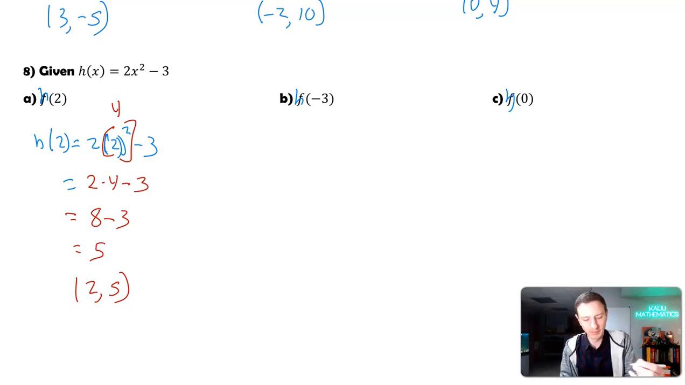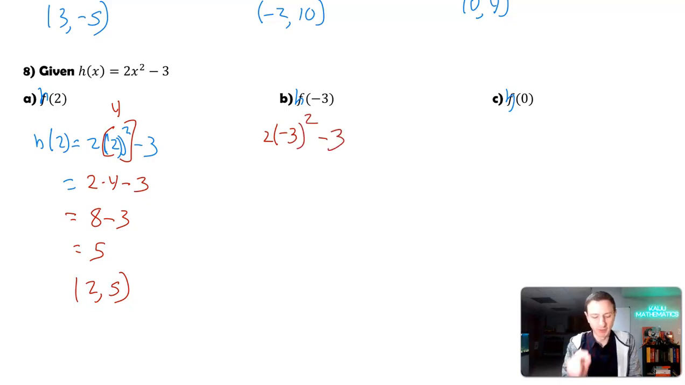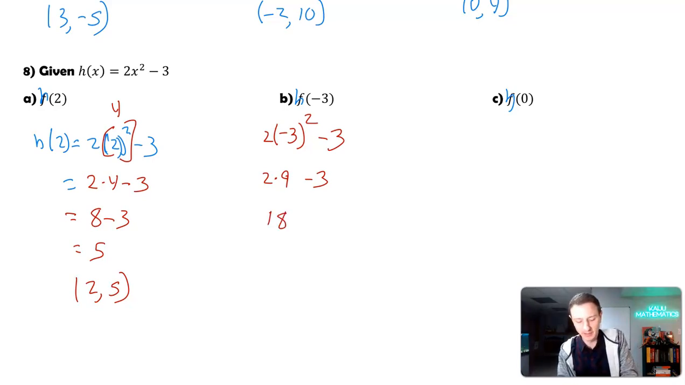Next one, h of negative 3. So the use of parentheses. 2 times negative 3 squared minus 3. I'm replacing the x value with negative 3, but I'm squaring that x value, so it's negative 3 squared, which makes that positive 9. 2 times 9 minus 3. Not 2 times negative 9, because it's negative 3 times negative 3, which is positive 9. 2 times 9 is 18. 18 minus 3 is 15. So that would be negative 3, 15.